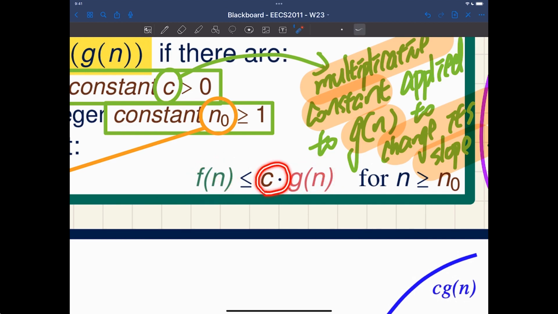over here. And the c here changes the slope of g of n. As long as this modified version of the function here, not g of n anymore, but more like a modified g of n, can be larger than or equal to f of n, not necessarily right from the beginning, but starting from a certain point called n0, then in that way we can say f of n is big O of g of n.